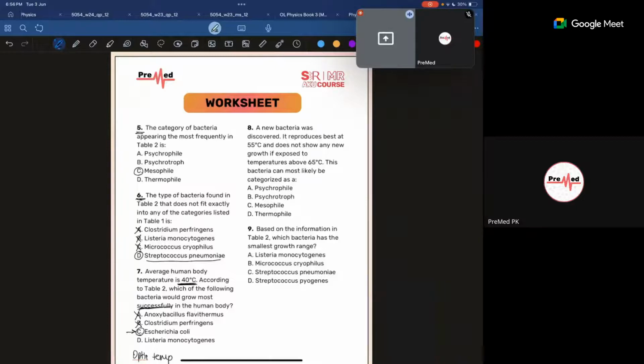Okay, so now we're moving to question number 8. A new bacteria was discovered. It reproduces best at 55 degrees Celsius. Reproduces best again means optimum temperature. And it does not show any new growth if exposed to temperatures above 65. Why won't it show any growth? Because above 65 enzymes will denature.